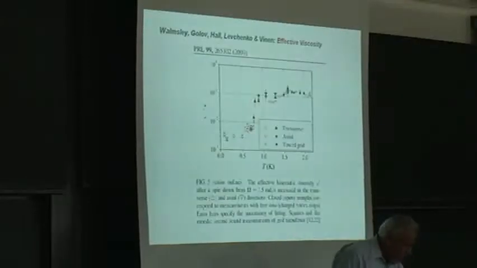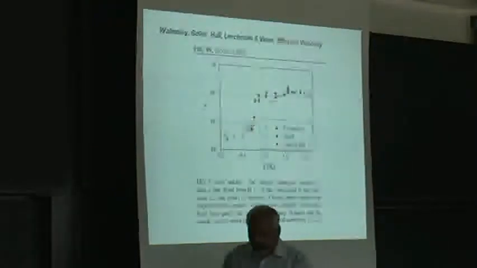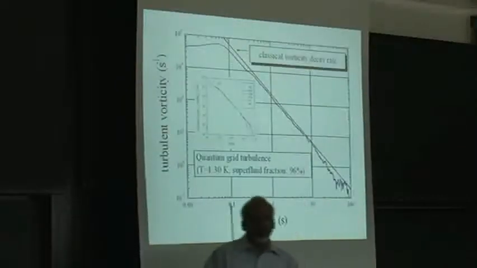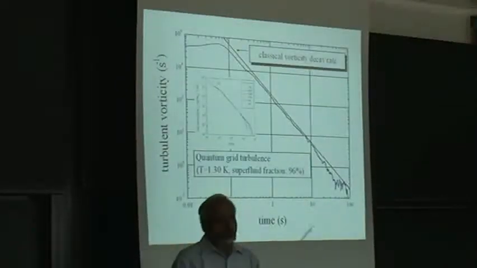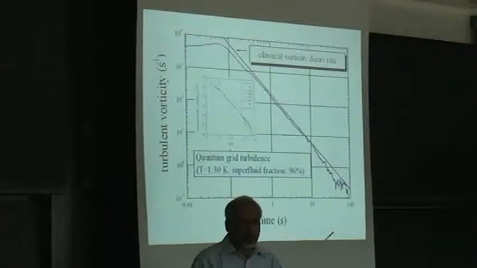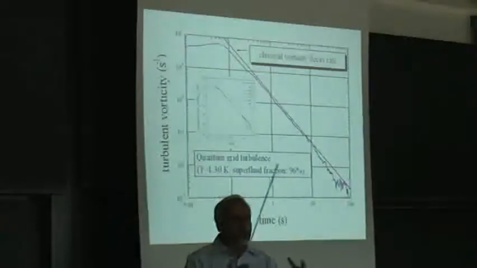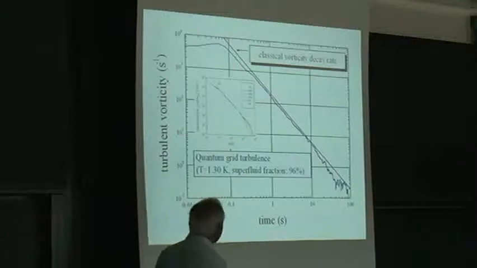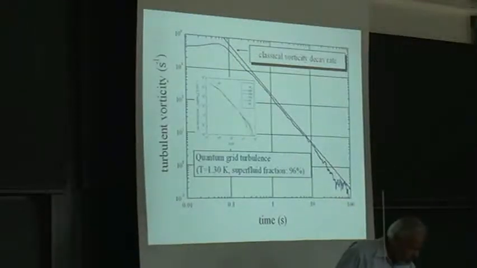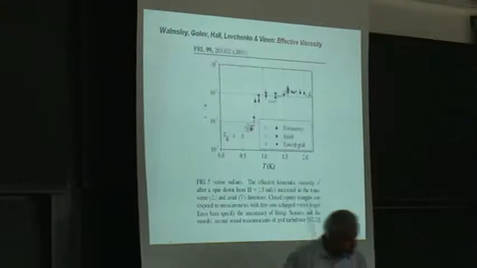So the general idea then is that the decay law of superfluid turbulence obeys the same law that classical turbulence does, and also the prefactors in front of the decay law are similar to what is found in classical turbulence. So one more thing, and then I will wrap up.